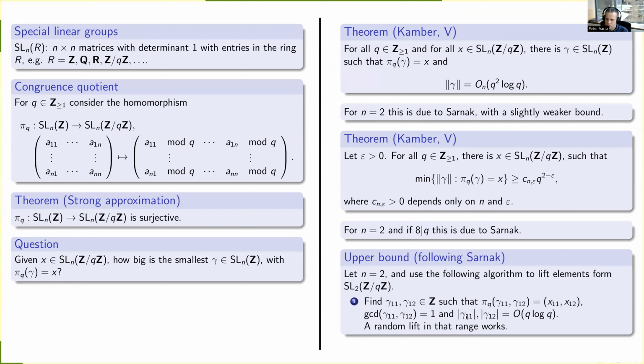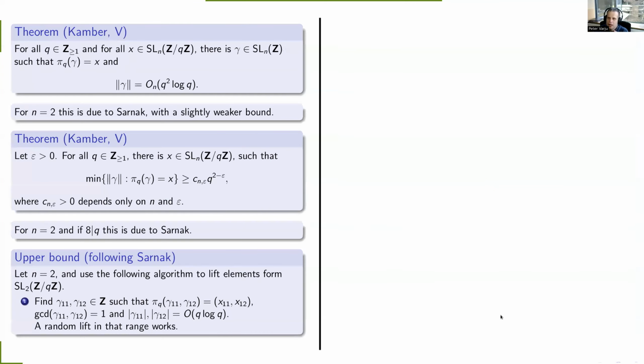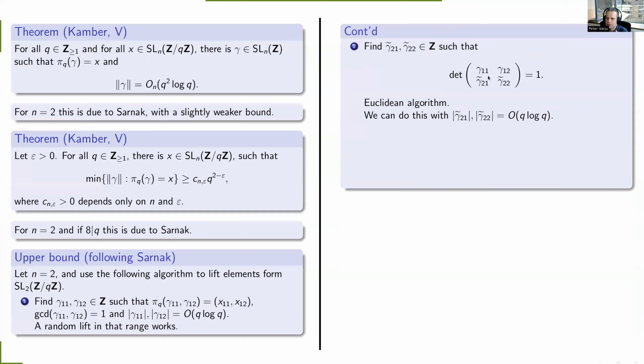This is something that I can solve with entries of the size q times log q. What this means is that you take an arithmetic progression with the prescribed residue modulo q, and the length of the arithmetic progression will be log q. If you just randomly choose an element from these arithmetic progressions, then with high probability you get two elements which are relatively prime. So this is an easy calculation to do. And this will give you the first row of your lift.